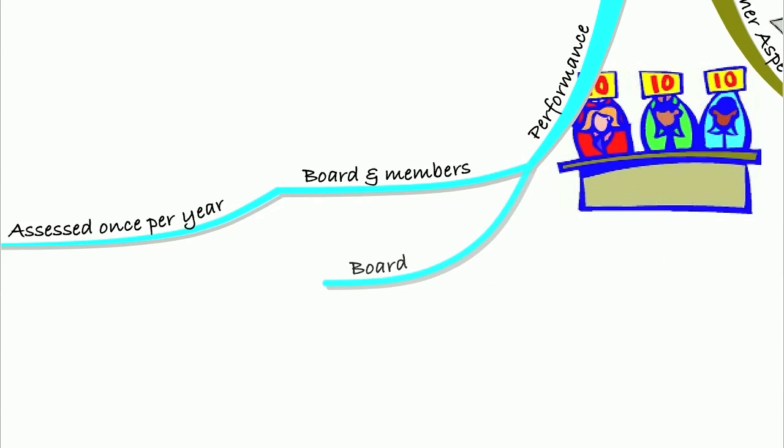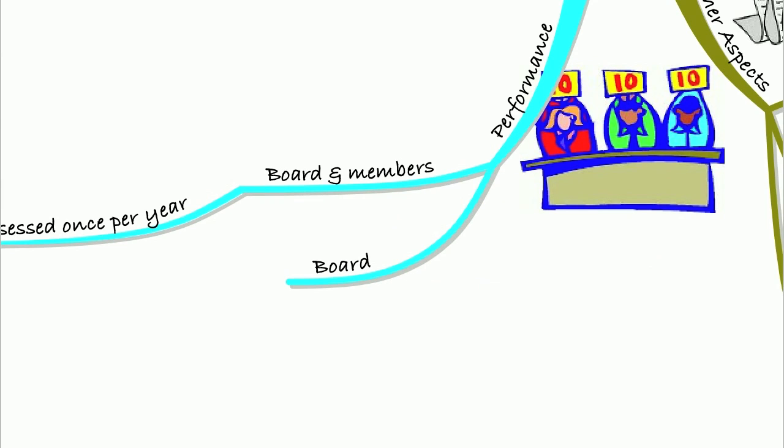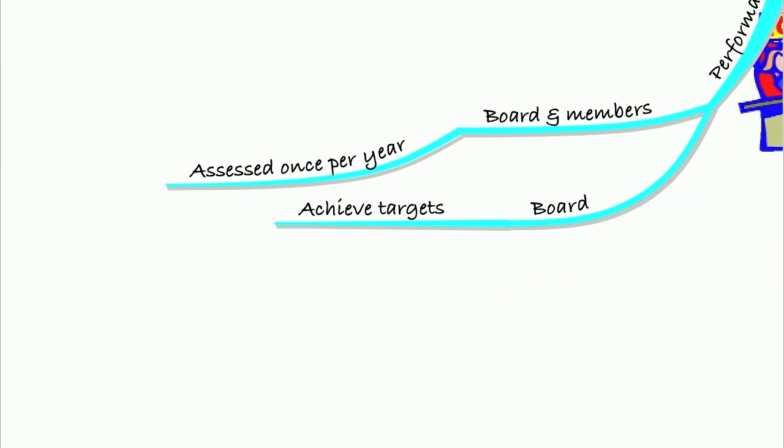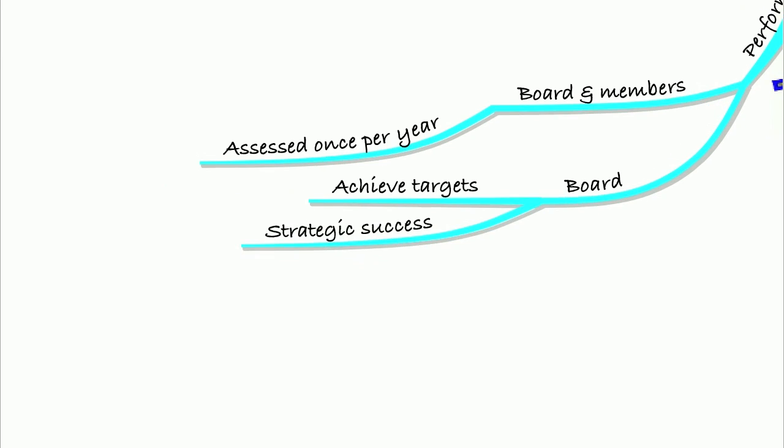So when it comes to the board in general, what could we look at to try and assess their performance? Well, we could see, did they achieve the targets that were set for them? So at the start of the year, targets will have been set, key performance indicators. Did they achieve those targets? Did they achieve the strategic success that they expected? So again, they'll have set a strategic direction. Are they achieving that strategic direction? Are they achieving the competitive advantage that they expected to?